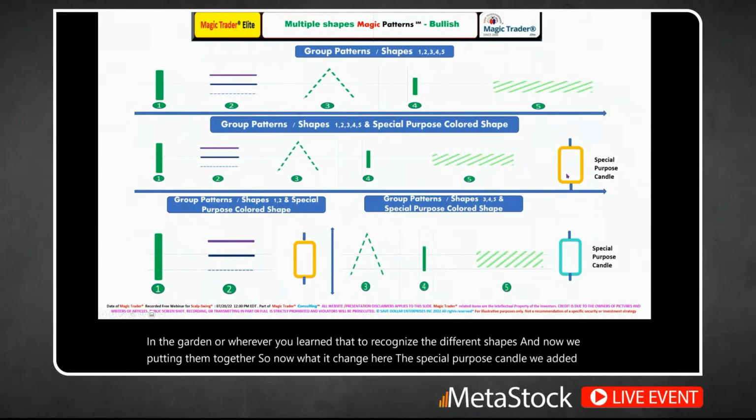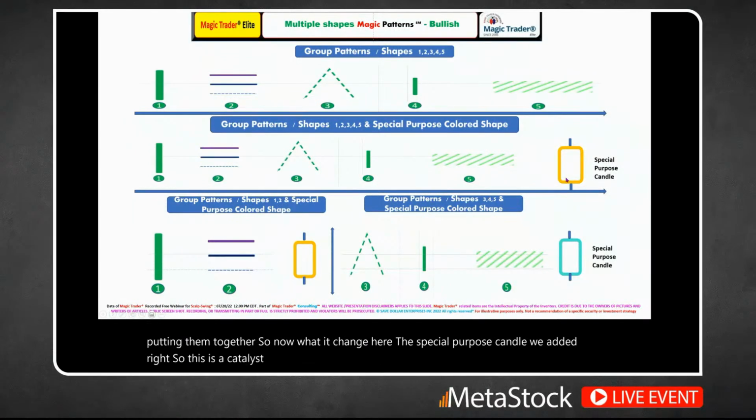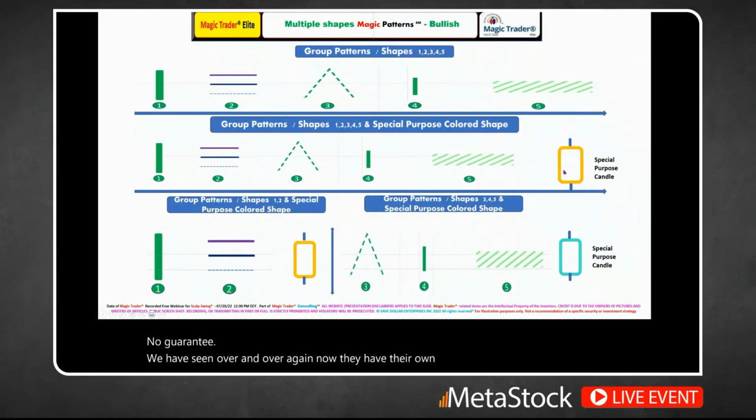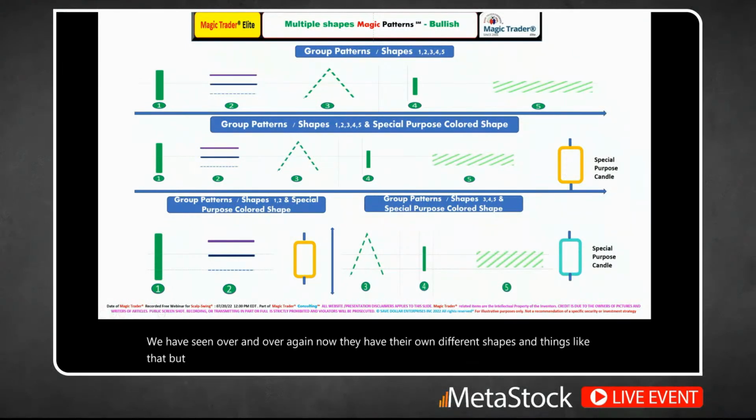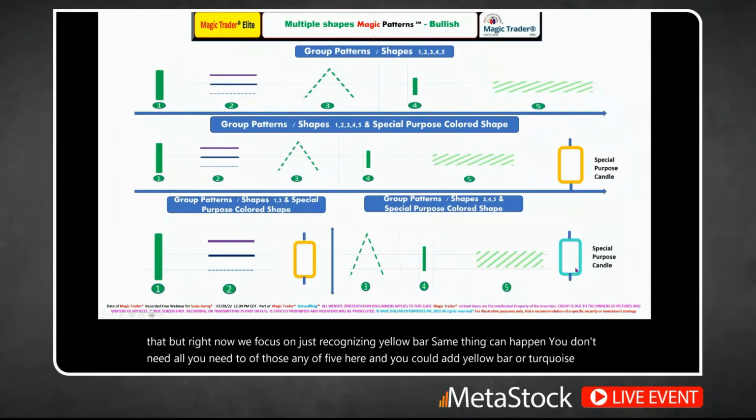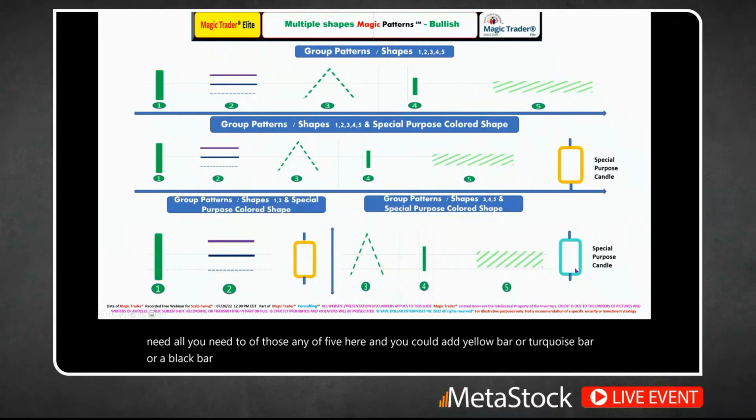This is a catalyst, we call it. It has a meaning. When that happens, the thing goes higher, right? No guarantee, but we have seen it over and over again. Now they have their own different shapes and things like that, but right now we focus on just recognizing the yellow bar. You don't need all. You need 2 of those, any of the 5 here, and you could add a yellow bar or a turquoise bar or a black bar. This way we're grouping together.